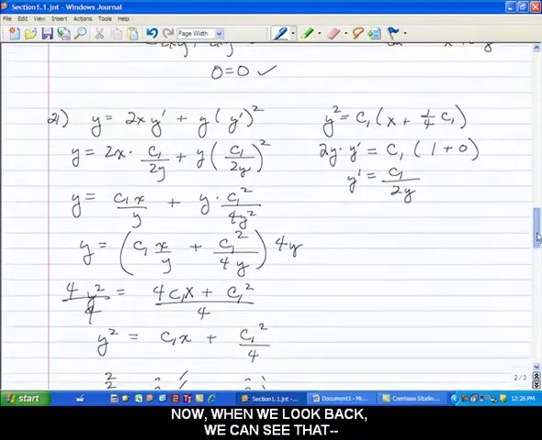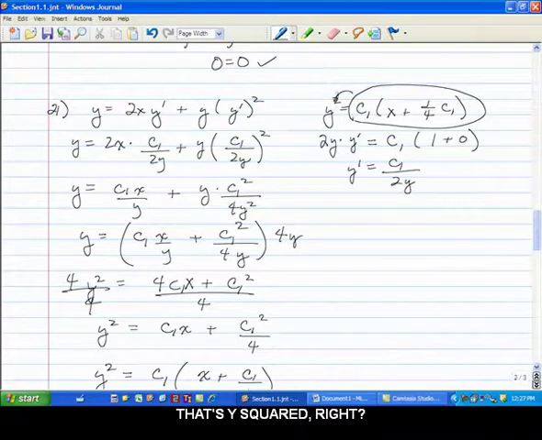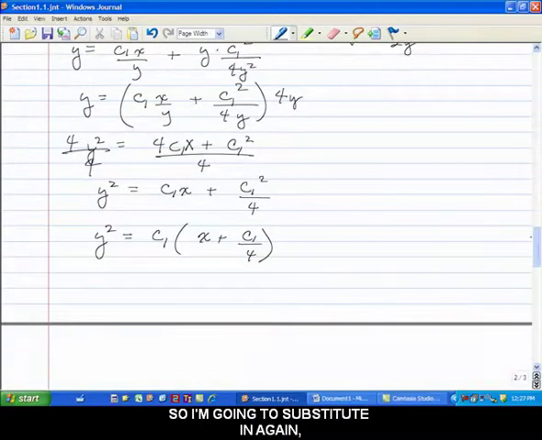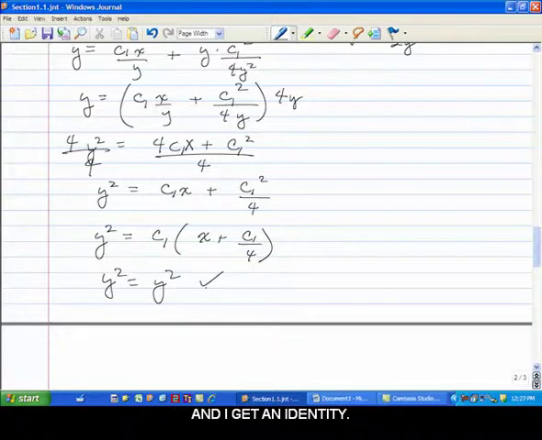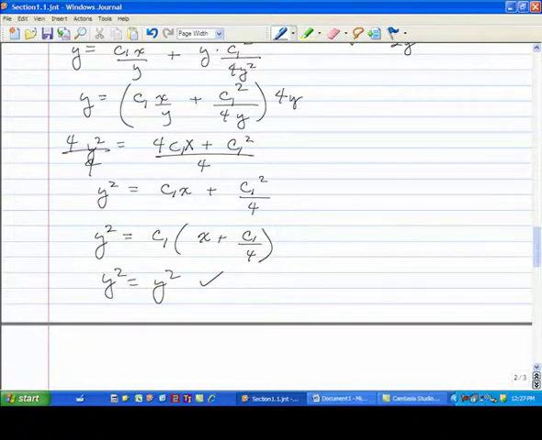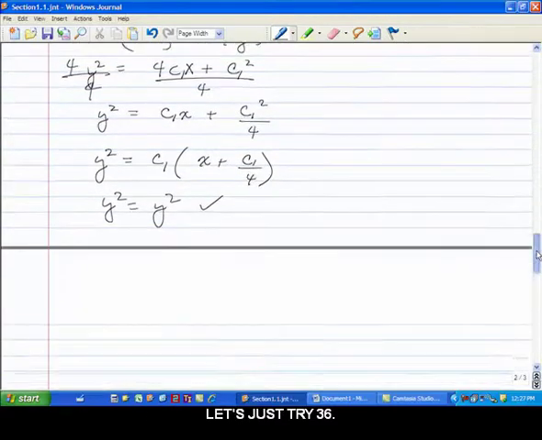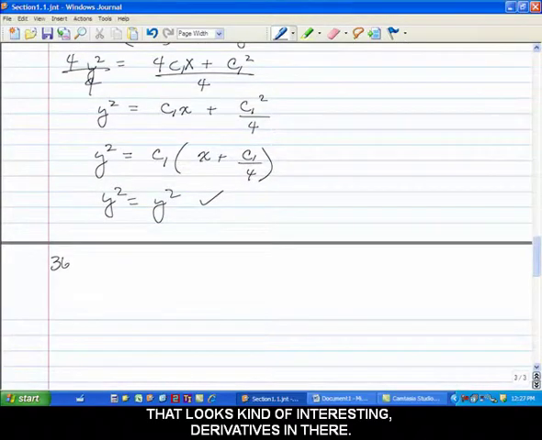Now when we look back, we can see that that's y squared, right? So I'm going to substitute in again, and I get an identity. Wow, that was a little strange too. I'm just looking through here for anything that looks interesting. Let's just try 36. That looks kind of interesting, derivatives in there.